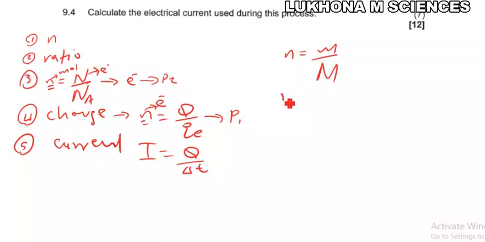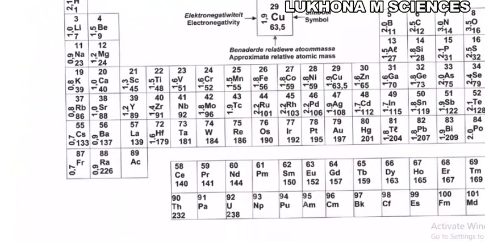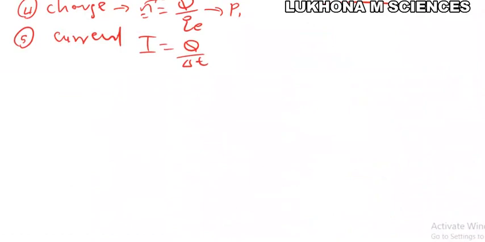m. This is the mass. So the mass is 0.369 grams, divided by the molar mass of the copper. Let's go to the periodic table. This is the copper, this is the molar mass. So it's 63.5.